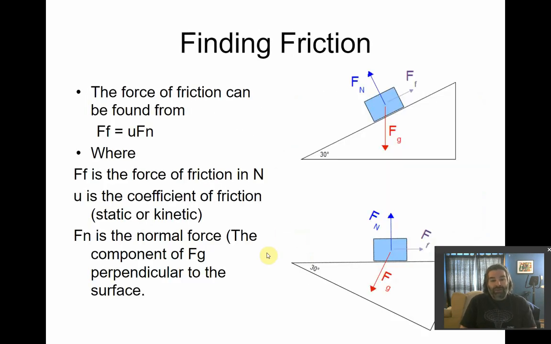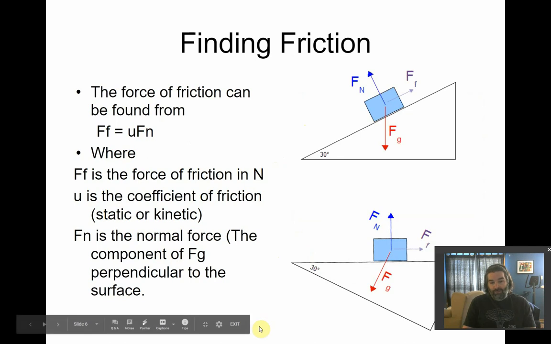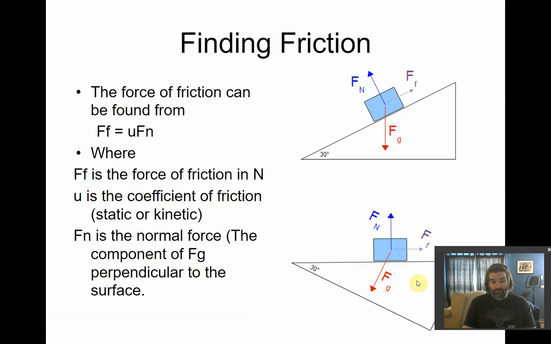So to find it, we use the equation mu Fn. So the coefficient times the normal force. Now the trick is that the normal force is going to be the component of Fg that's perpendicular, usually if it's on a slant. So if you'll notice, the y component of Fg here is actually the same as Fn. So Fn in this case is going to be the y component of Fg, not mg.